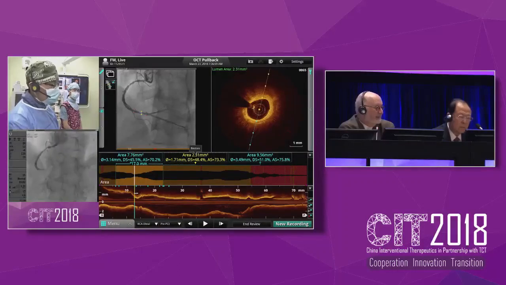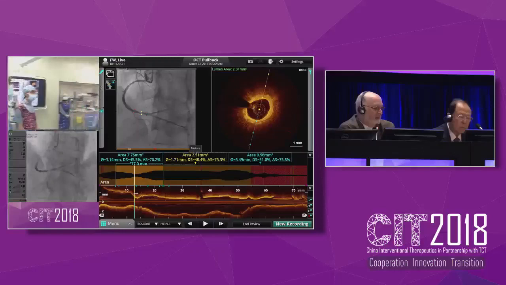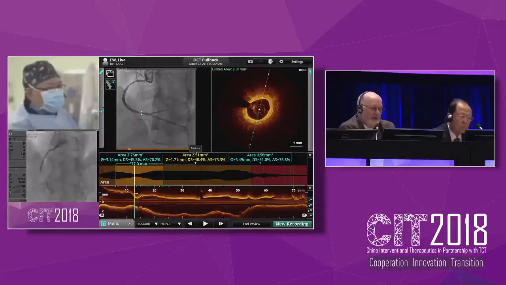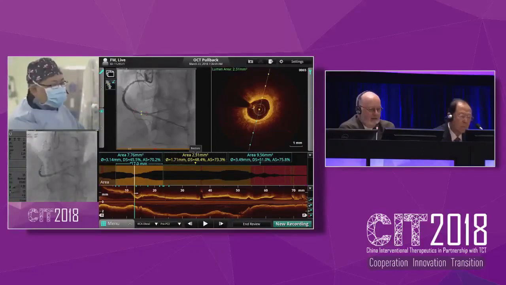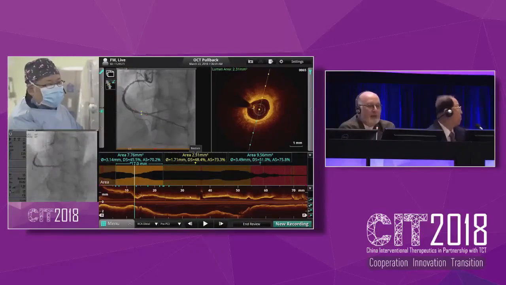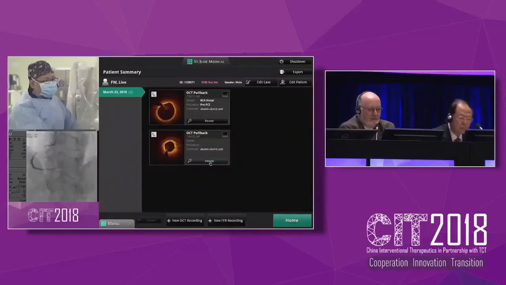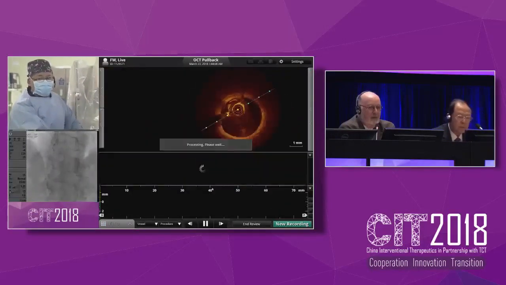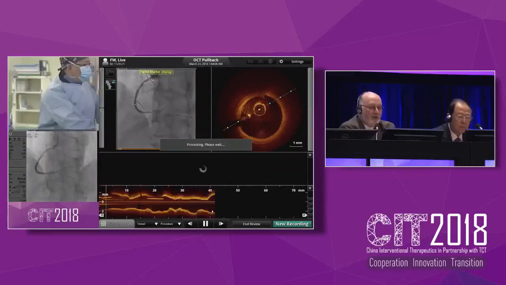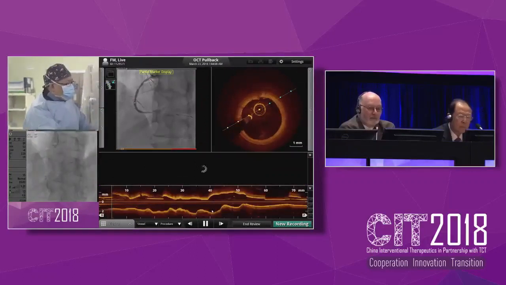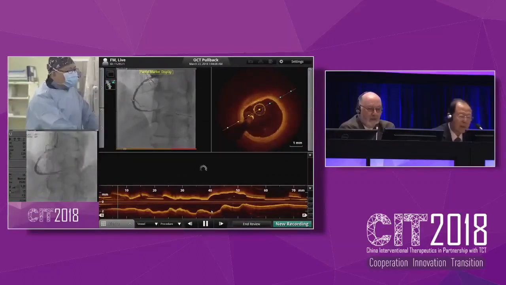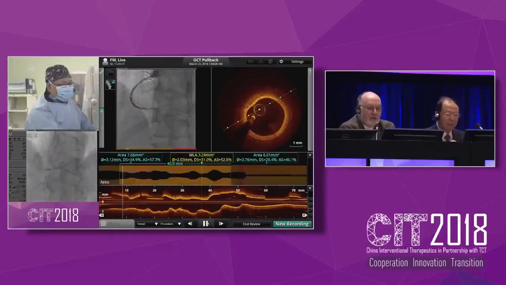Actually, we calculated the QFR before today's procedure. The QFR distally is 0.78. Today we also checked the OCT for the middle part of the RCA. Would you please show the middle part OCT? I'm sorry, QFR is not ready for prime time. It's still an investigational technique.